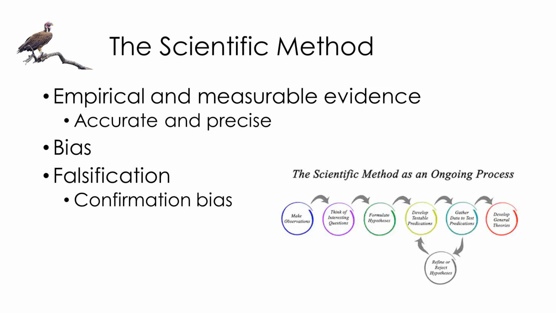But in order to be called scientific, this method of inquiry must be based on empirical and measurable evidence. When I say the word empirical, this means information acquired by means of observation or experimentation. So in this case, we looked at something, we measured it, we experimented on it by changing all these different variables, and we saw how it reacted. This empirical, measurable evidence has to be accurate and it has to be precise for it to actually be scientific.